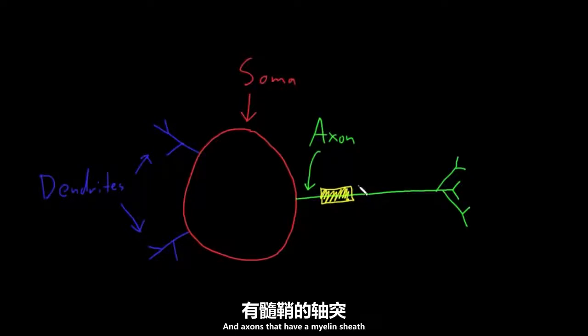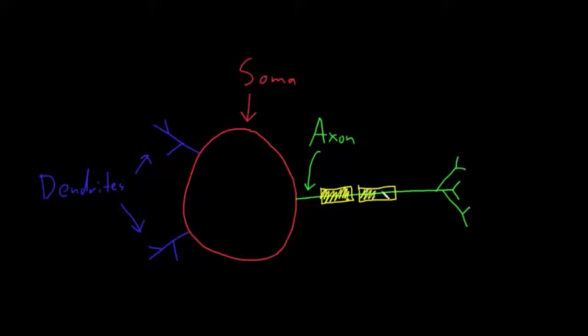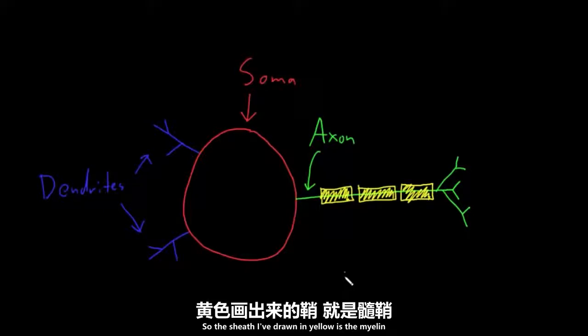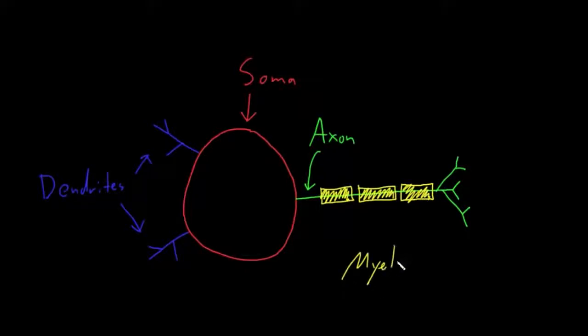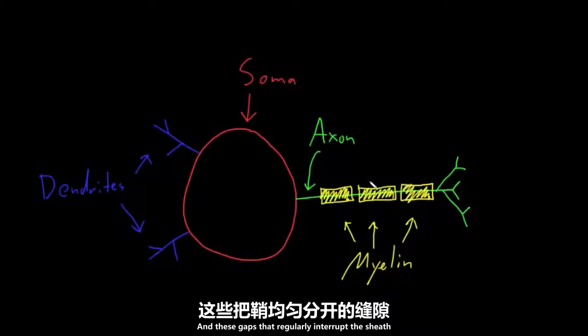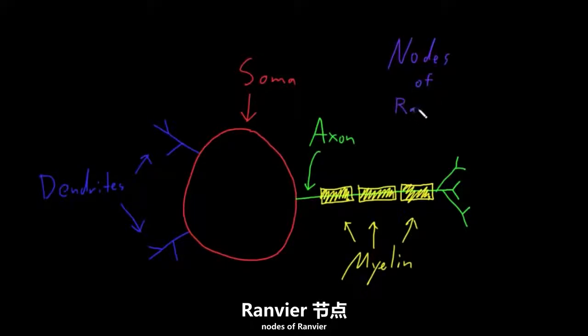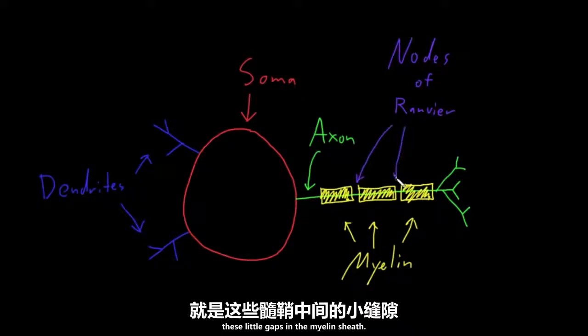And axons that have a myelin sheath have little gaps between these segments of myelin called nodes of Ranvier. So this sheath I've drawn in yellow is the myelin. Each of these little segments of sheath here, and these gaps that regularly interrupt the sheath are called nodes of Ranvier. These little gaps in the myelin sheath.